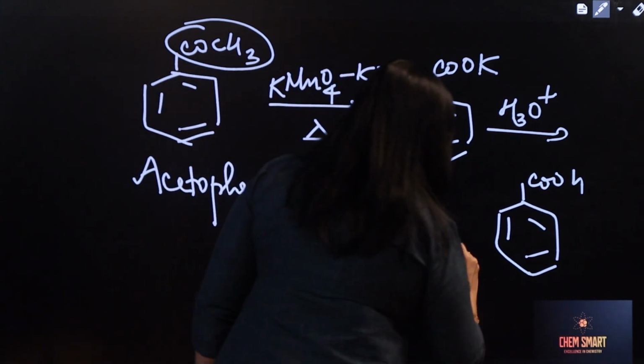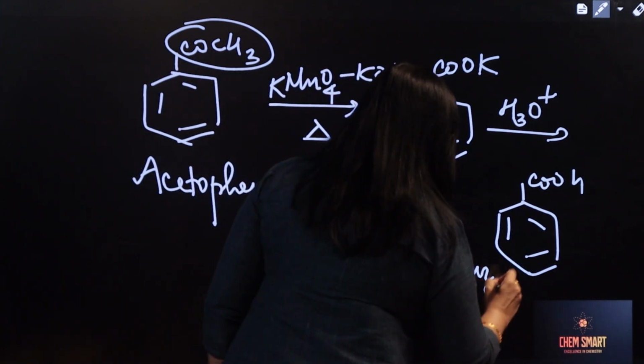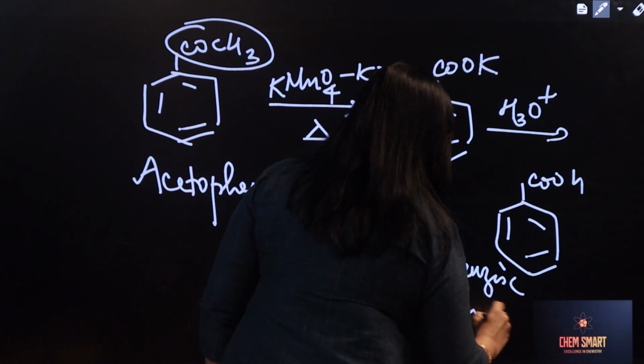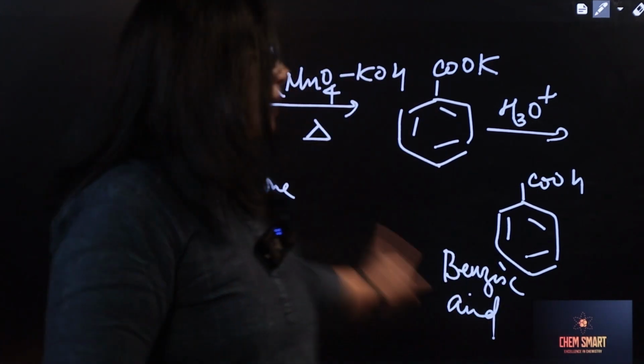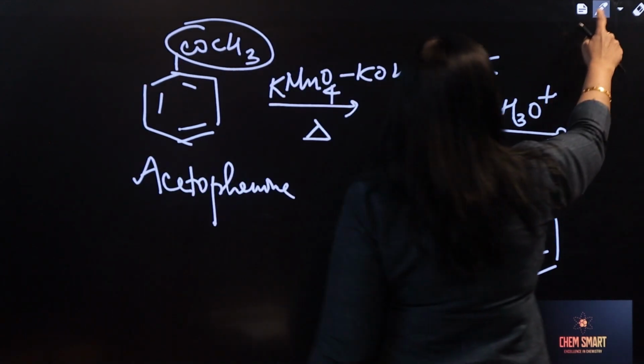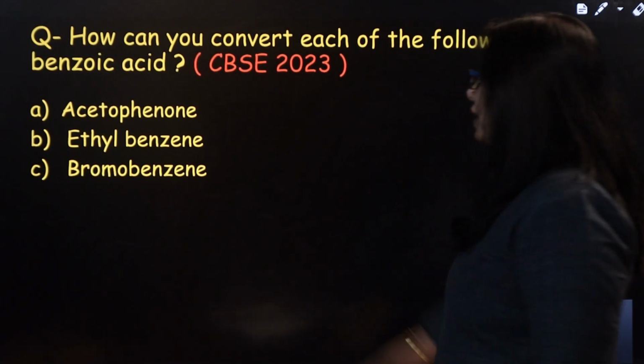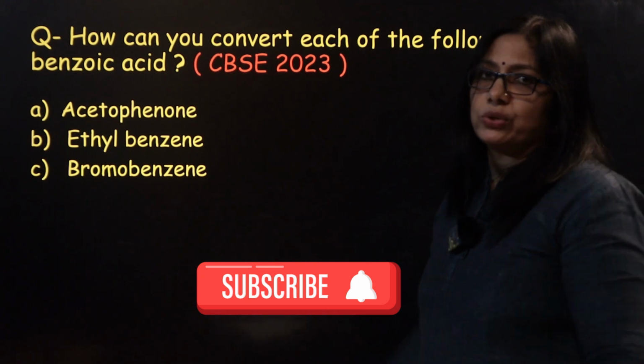And here you write benzoic acid. It's a very good presentation. Clear? So practice by writing. Then the next question. Ethyl benzene to benzoic acid.